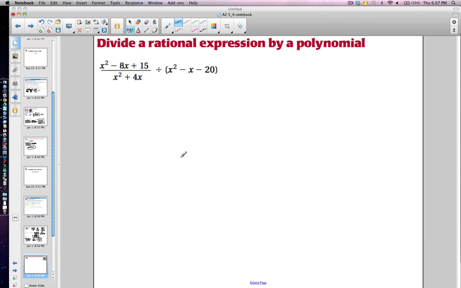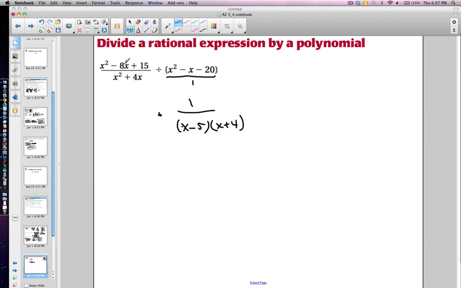Oh, I got one more example. I'm sorry. So this is, again, what happens when I have, right, a denominator of 1. So when I invert this, it's going to be a little different. So I'm going to factor these and also do the inverting of the second fraction here all at the same time. So over here, it's going to be 1 in the numerator, and factors of 20 that have a difference of 1, that's 5 and 4, so this is x minus 5 times x plus 4.